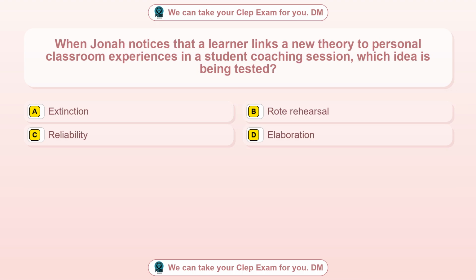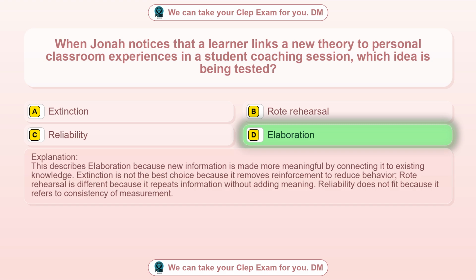Question 39. When Jonah notices that a learner links a new theory to personal classroom experiences in a student coaching session, which idea is being tested? Option A, extinction. Option B, rote rehearsal. Option C, reliability. Option D, elaboration. The correct answer is option D, elaboration.